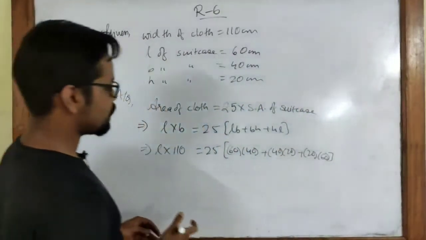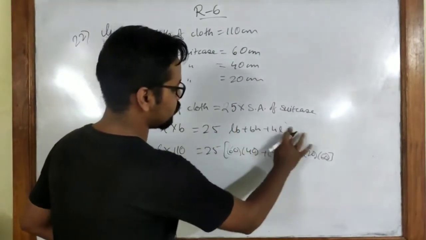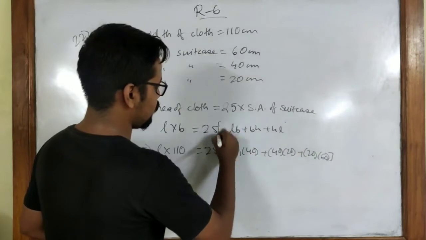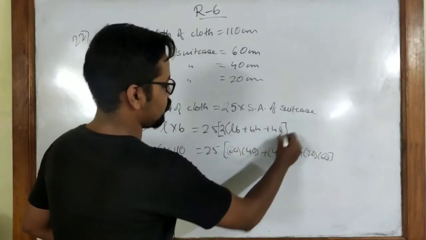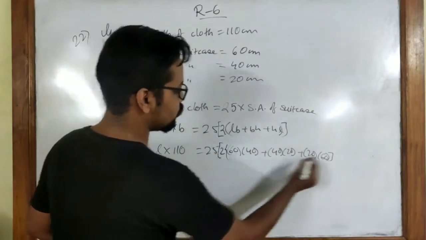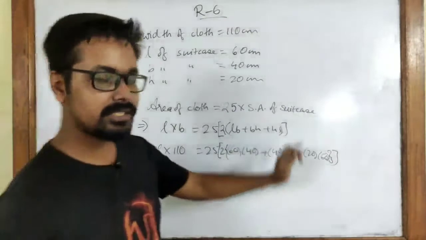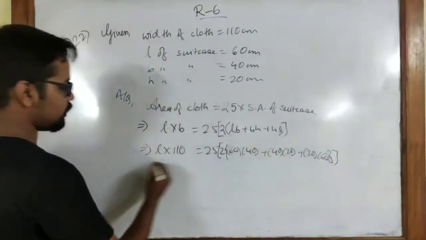Yes, this one. I made one mistake. The formula will be 2 into LB plus BH plus HL. So it should be 2 into this. Sorry for the mistake. The formula is 2 into LB plus BH plus HL. So this is the formula.